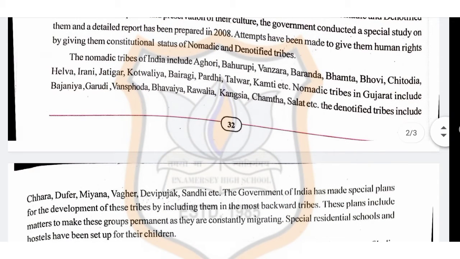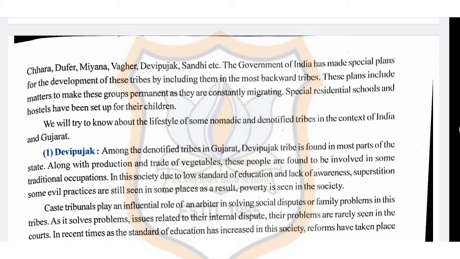The nomadic tribes of India include Aghori, Bahurupi, Vanzara, Varanda, Bhamta, Bhovi, Chitodia, Halwa, Irani, Jatigar, Kotwalia, Bairagi, Pardhi, Talwar, Kamti, etc. Nomadic tribes in Gujarat include Bajania, Garudi, Vanspoda, Vabhaiya, Ravalia, Kangasia, Chamta, Salat, etc. The denotified tribes include Chhara, Duffer, Miana, Wagher, Devi Pujak, Sandhi, etc.